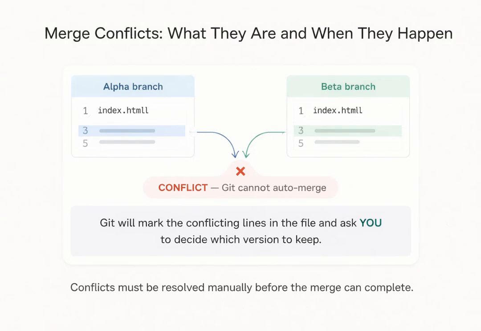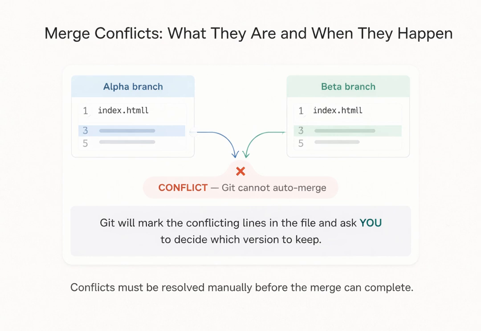A merge conflict happens when two different branches have both made changes to the exact same part of the same file. Git is smart enough to merge changes automatically when they're in different places, but when two people edited the same line, Git doesn't know which version to keep, so it stops and flags it as a conflict.